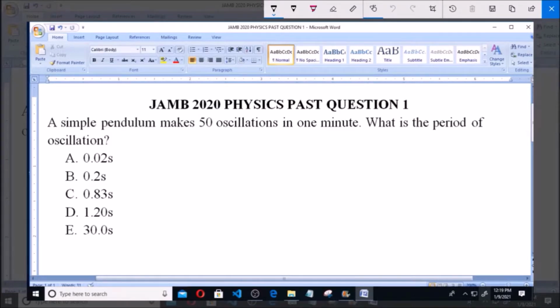A simple pendulum makes 50 oscillations in 1 minute. What is the period of oscillation? A. 0.02 seconds, B. 0.2 seconds, C. 0.83 seconds, D. 1.20 seconds, and E. 30.0 seconds.